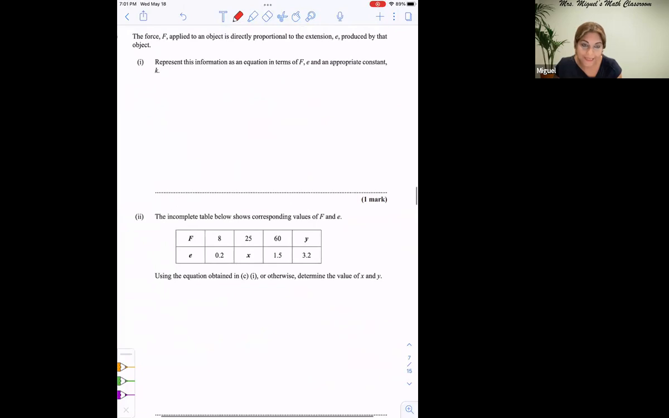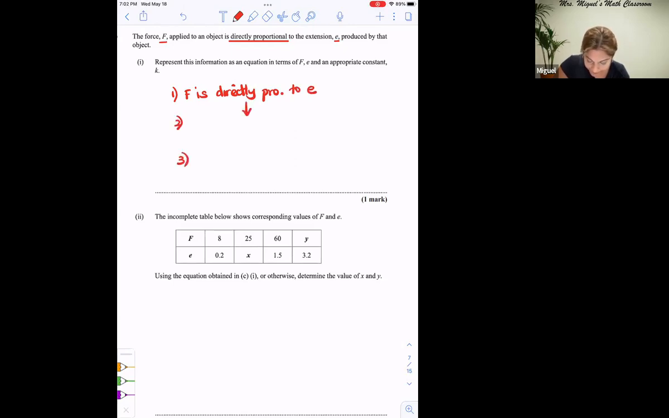The force applied to an object. So F is the force. It is directly proportional to the extension E. So in place of x and y, we have two other variables, F and E. So the first thing I'm going to write, F is directly proportional to E. So you replace this and replace the sign with the equal sign and write the equation. That is what they want.